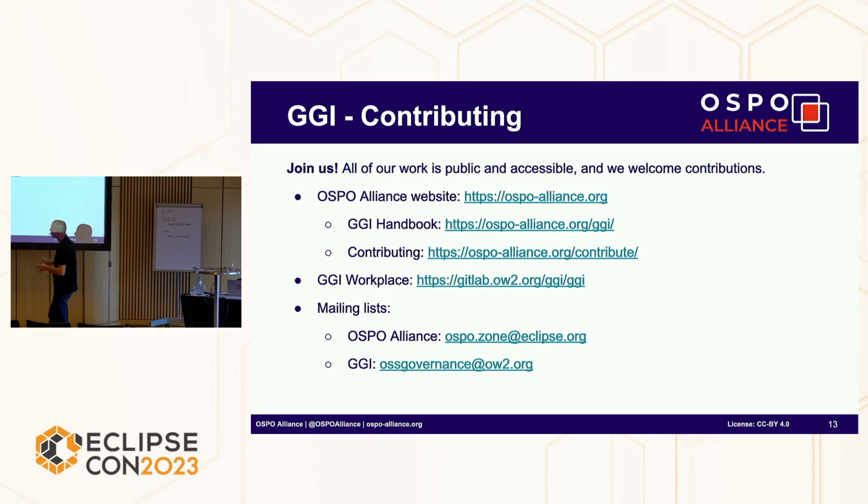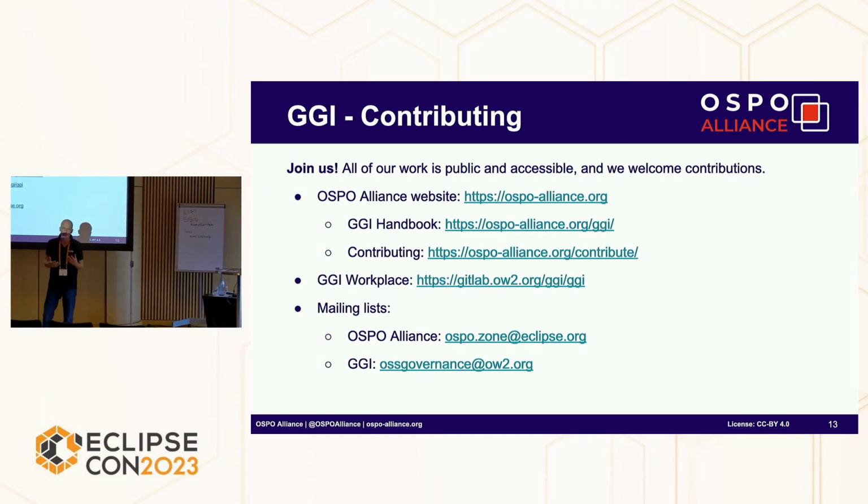And we have two mailing lists. One of them is the community at large, where you can ask questions like, I want to replace that proprietary software by an open source one. Do you have suggestions? And there are a lot of very experienced people on this mailing list who are very happy to help. So you can join the community on this mailing list, ospo.zone@eclipse.org. And there is a specific mailing list for the work happening on the Good Governance Initiative Handbook. So you can subscribe to both. Both are absolutely open, and it's ossgovernance@ow2.org.